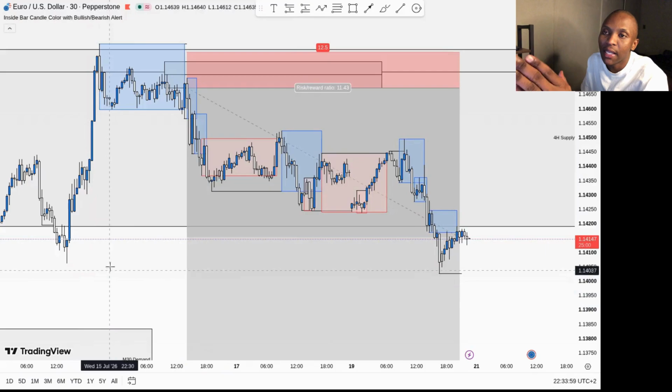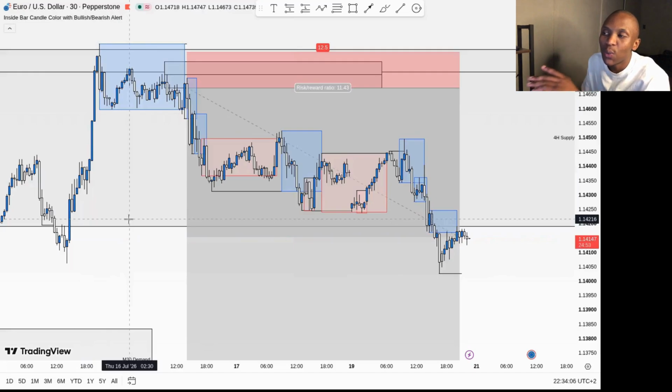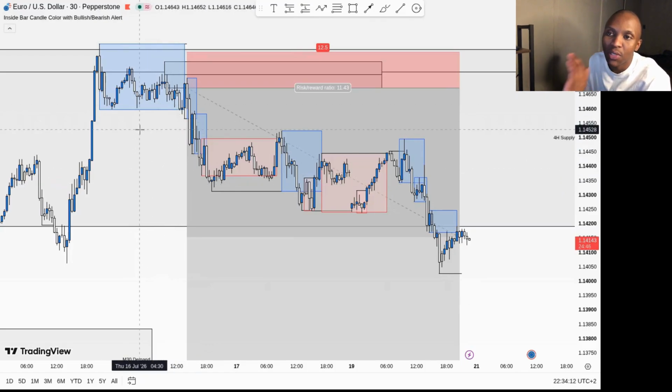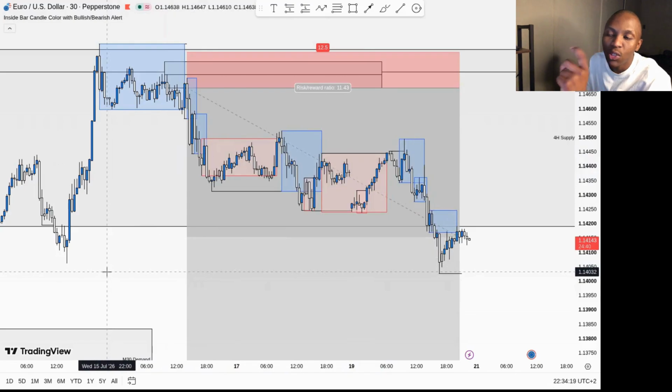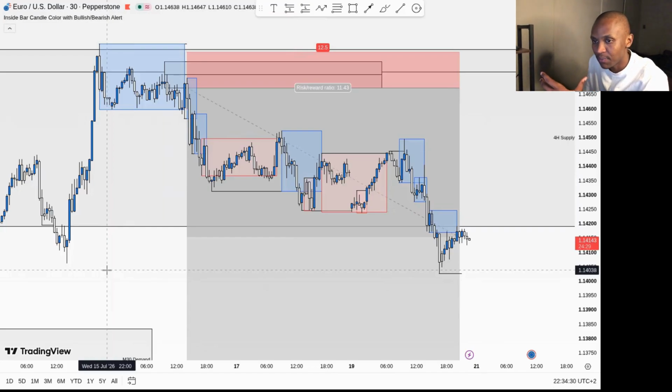But because I was already in that trade, I wanted to find something that will allow me to always find a trading opportunity within the 4-hour supply zone, even if I missed the first opportunity that price printed. And then all these red zones are points of interest that I could have used as a trading opportunity, but wasn't strong enough to hold the setup or to hold the entry or the opportunity.